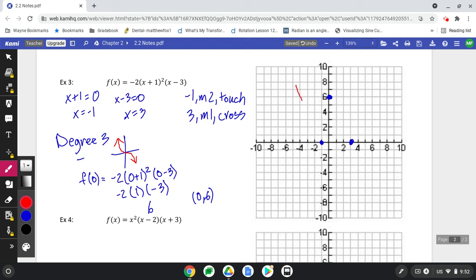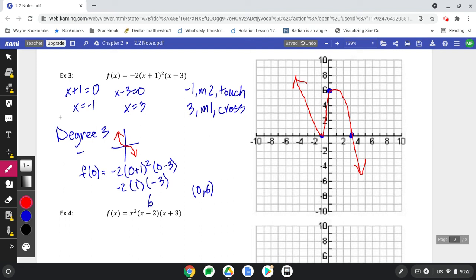So do your best. It touches at negative 1, goes all the way back up to 6, and then it comes down and crosses. Okay, just try to make it as smooth as you can. The key thing, we have to keep moving from left to right. Make sure it constantly passes that vertical line test. So 2 more to do.